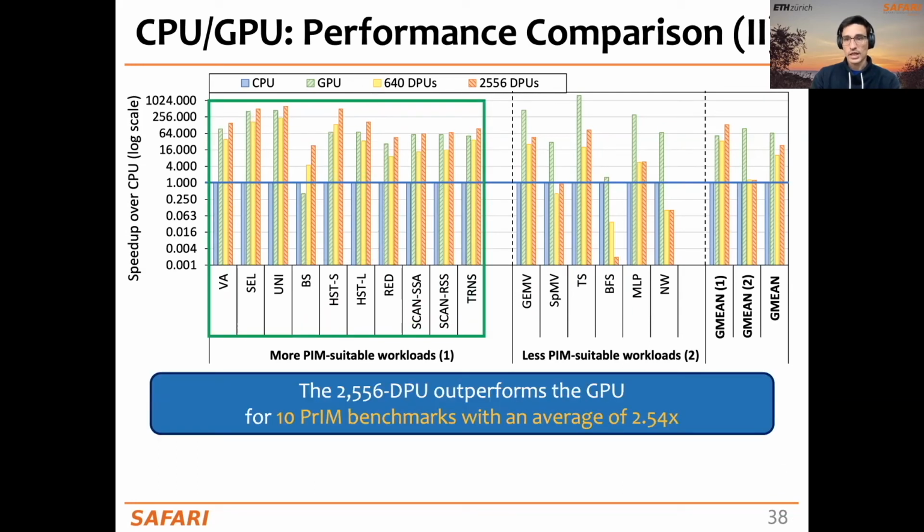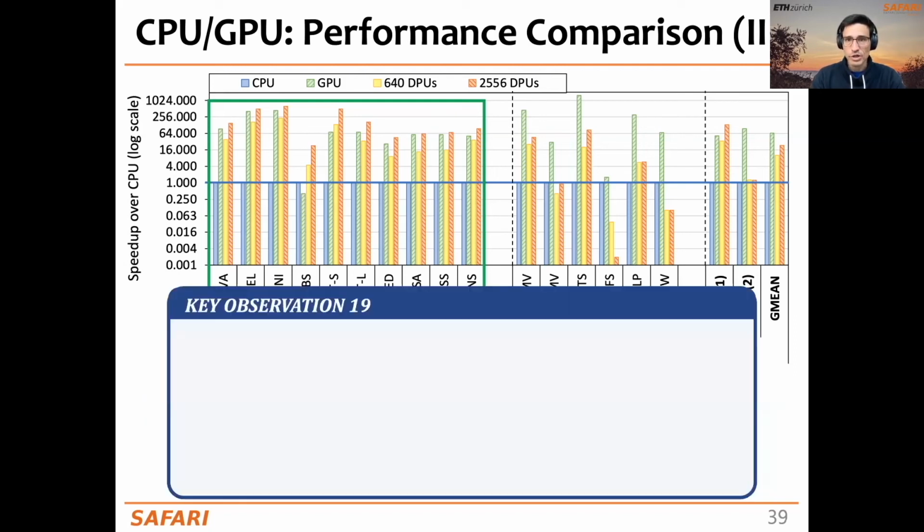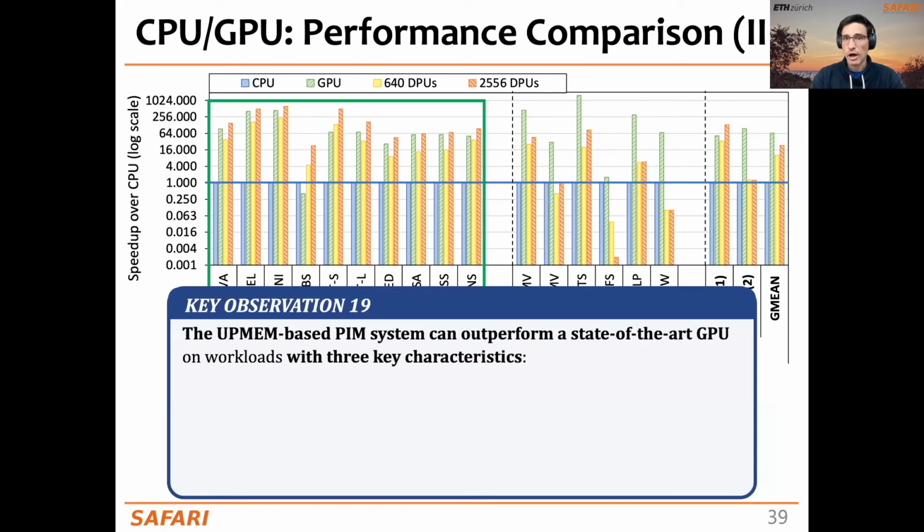Another observation is that the larger UPMEM-based PIM system outperforms the GPU for 10 of the 16 PrIM benchmarks with an average of 2.54 times. And the performance of the smaller UPMEM-based PIM system is within 65% of the performance of the GPU for the same 10 PrIM benchmarks. The key observation here is that the UPMEM-based PIM system can outperform state-of-the-art GPUs on workloads with 3 characteristics that are the key characteristics of these 10 workloads where the larger PIM system outperforms the state-of-the-art GPU.